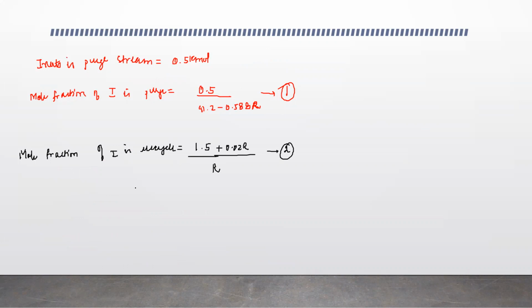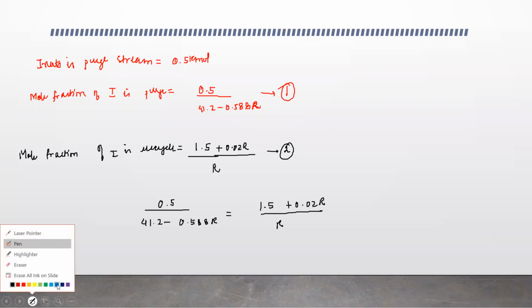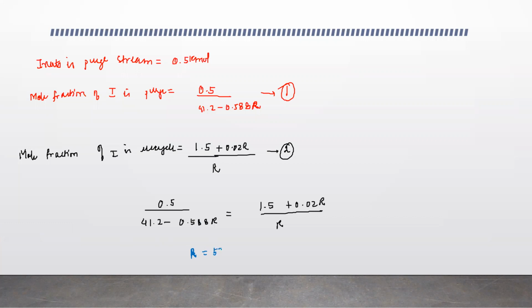Now you can equate equation number 1 and 2. So you'll get 0.5 upon 41.2 minus 0.588 R is equal to 1.5 plus 0.02 R whole upon R. And then you can solve for R. When you solve for R by equating equation number 1 and equation number 2, you'll get a quadratic equation. And when you solve this, you will get R is equal to 52.55.